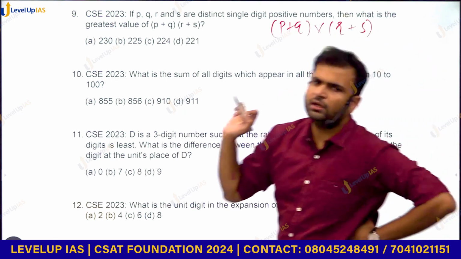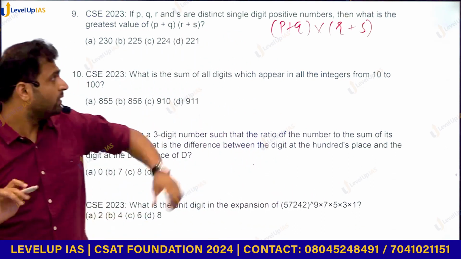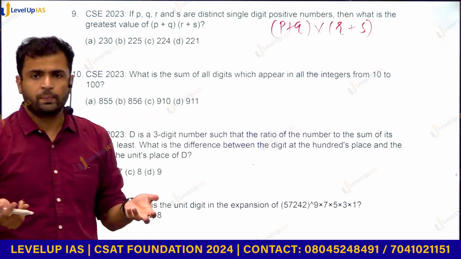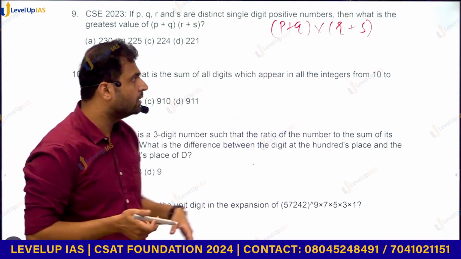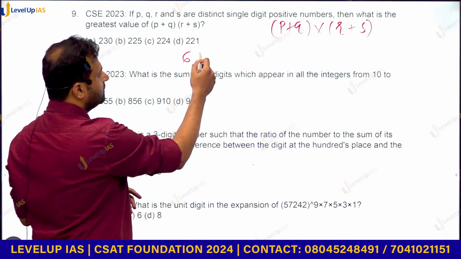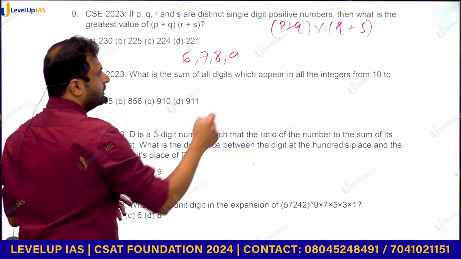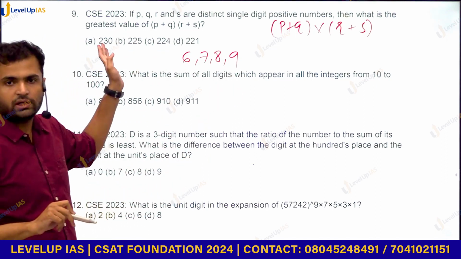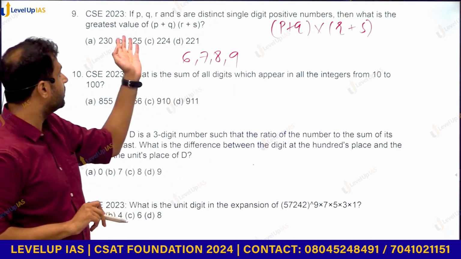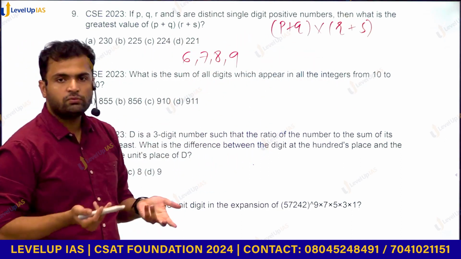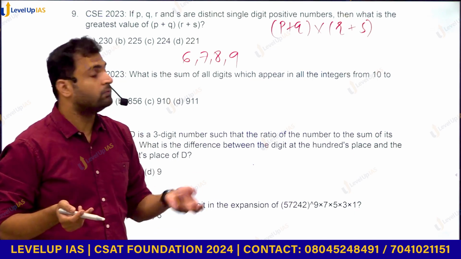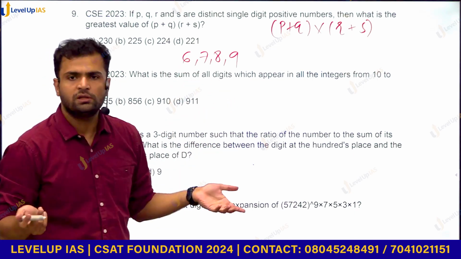Now logically, you tell me, what could PQRS be? They have to be the largest numbers, because we want to maximize this particular product. So PQRS has to be 6, 7, 8, 9. We cannot take them smaller because we want to maximize the product. We just want to see which of these combinations gives us the maximum product.